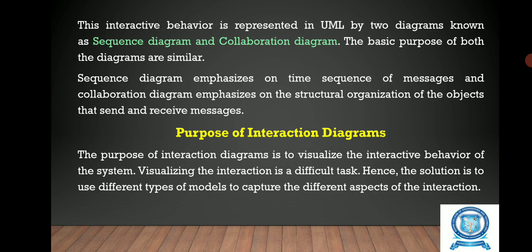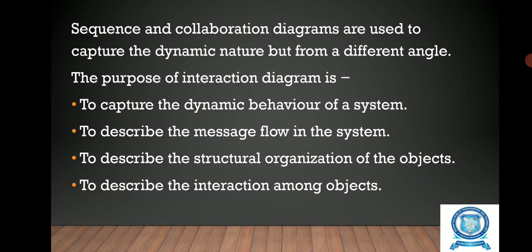The purpose of interaction diagram is to visualize the interactive behavior of the system. Visualizing the interaction is a difficult task. Hence, the solution is to use different types of models to capture the different aspects of the interaction. Sequence and collaboration diagrams are used to capture the dynamic nature but from a different angle. The purpose of interaction diagram is to capture the dynamic behavior of the system, to describe the message flow in the system, to describe the structural organization of the objects, and to describe the interaction among objects.